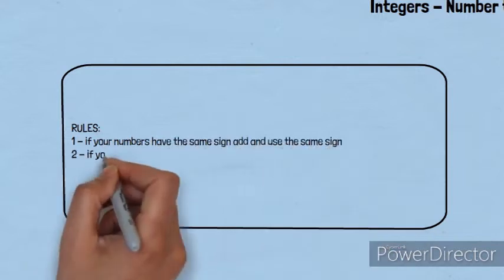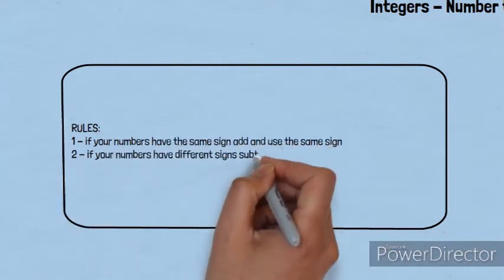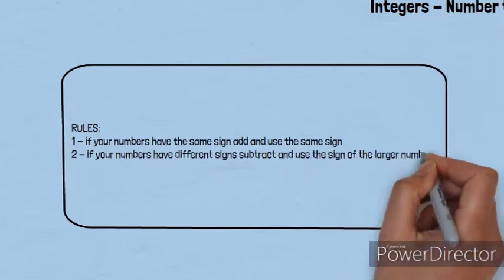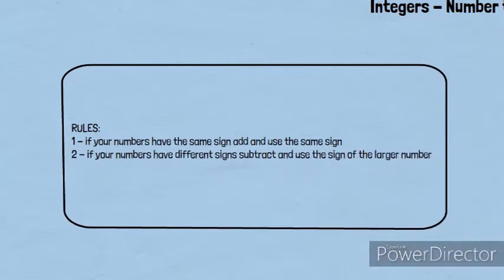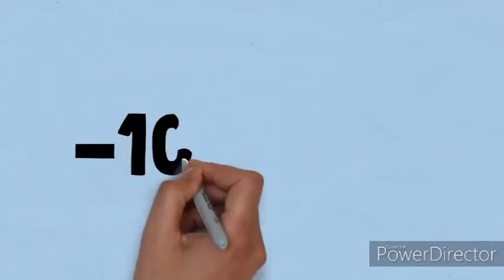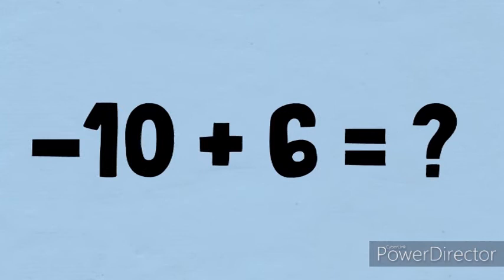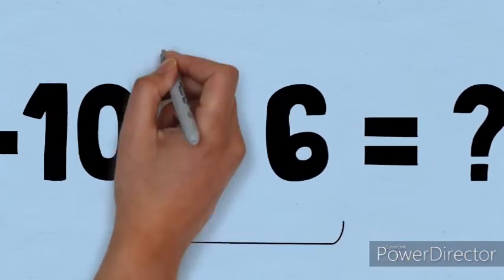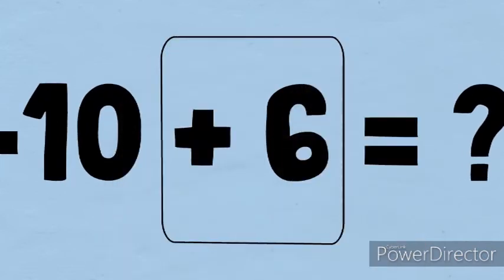Rule number 1. If your numbers have the same sign, add and use the same sign. Otherwise, if your numbers have different signs, subtract and use the sign of the larger number. Let's take a look at some examples to get an understanding of this. Let's look at -10 plus 6. In front of the 6, there's a plus sign, so it's positive.